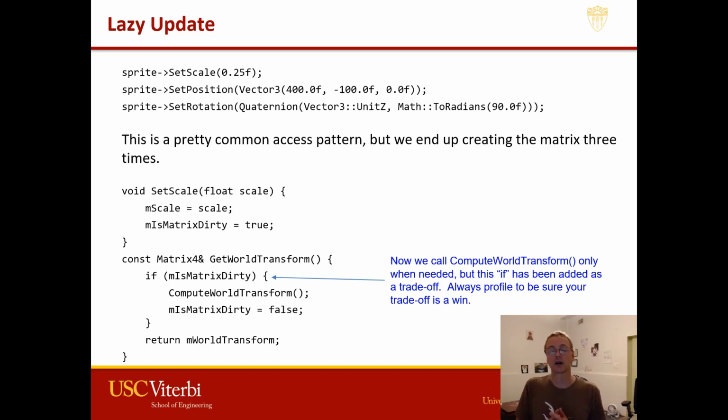Real true story here. I actually found an optimization on a team that was using lazy update in their case, because there was one call to get world transform for every object per frame. It turned out there was only one call to get world transform per frame, so we didn't need the if. Just dump the if and just compute the world transform.